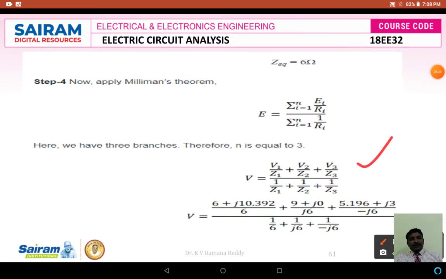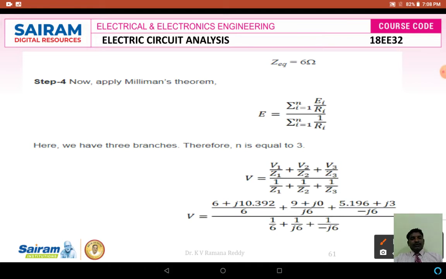So V1 into Y1, in the place of Y1 I write 1 by Z1, which gives V1 divided by Z1. V2 into Y2, I write it as 1 by Z2. V3 into Y3, I write Y3 as 1 by Z3, which becomes V3 divided by Z3. In the denominator, Y1 plus Y2 plus Y3 becomes 1 by Z1 plus 1 by Z2 plus 1 by Z3. In this formula I want to substitute all the data we have, that is V1, Z1, V2, Z2, V3, Z3.